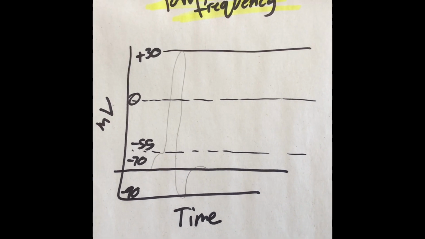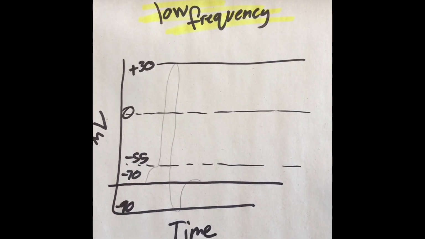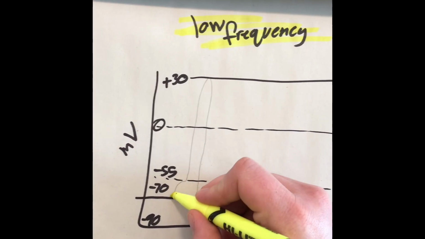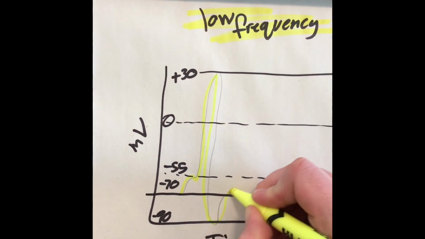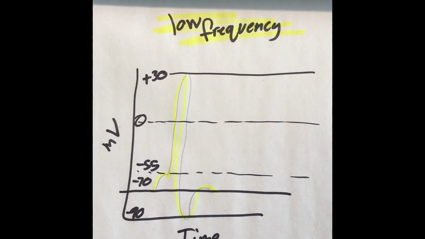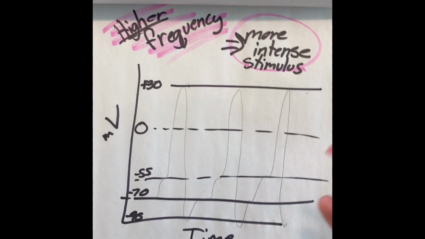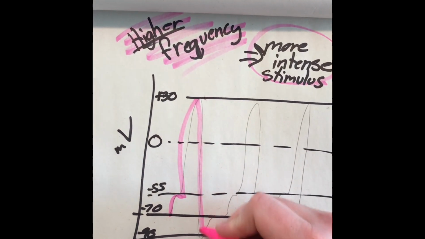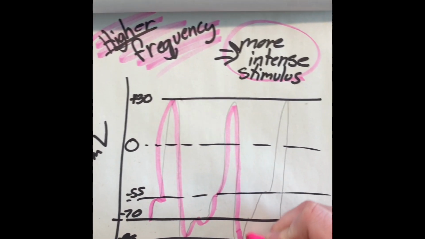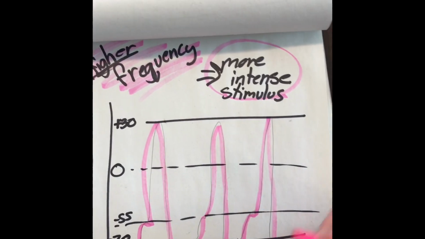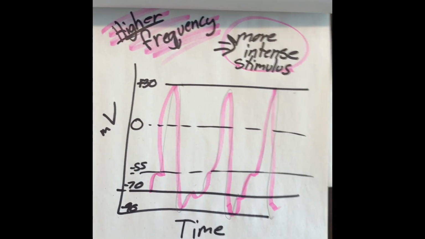Action potentials do not vary in size, however. If summation leads to a low frequency, the stimulus is viewed as less intense. Then a higher frequency, causing more action potentials to fire, is viewed as more intense stimulus.